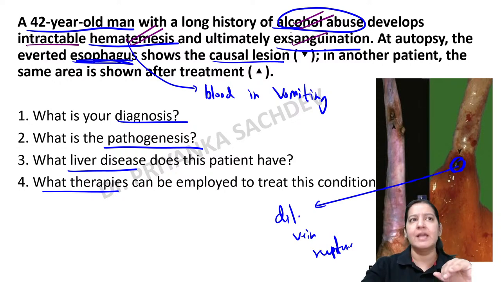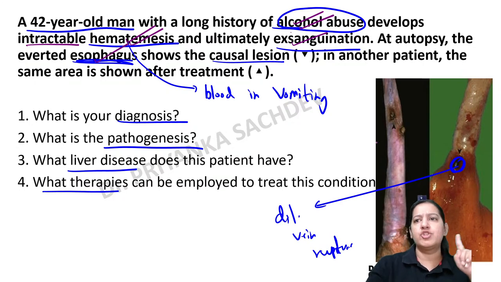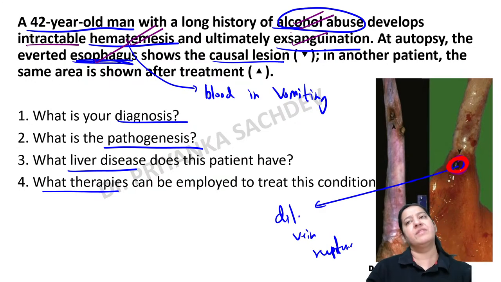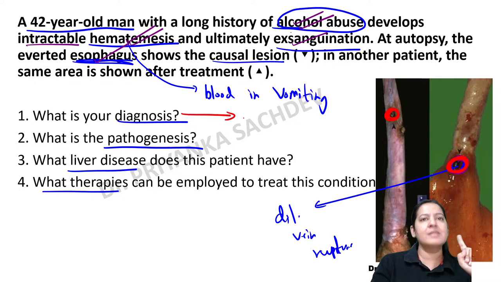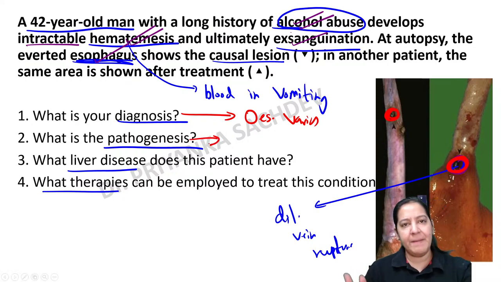Now on autopsy, I found the esophagus is showing a lesion. Can you see this one? This is the lesion present in the esophagus. You can see it is bleeding, right? In another patient with the same complaint, I have treated the patient with some therapy. So what is your diagnosis? My diagnosis is esophageal varices. What is the pathogenesis? Who will tell me the pathogenesis?